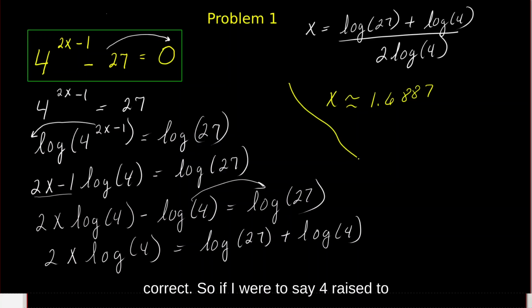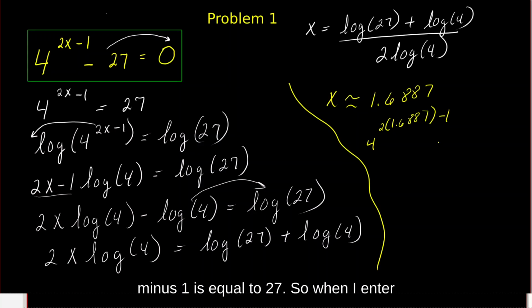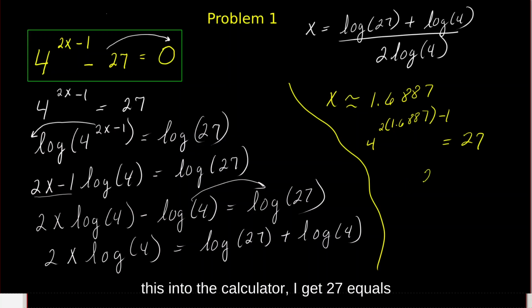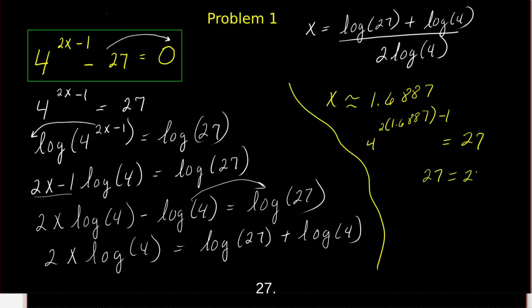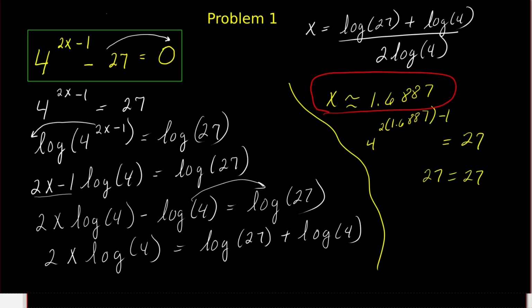So if I were to say 4 raised to the 2 times 1.6887 minus 1 is equal to 27. So when I enter this into the calculator, I get 27 equals 27. So then I know that this must be a valid answer.